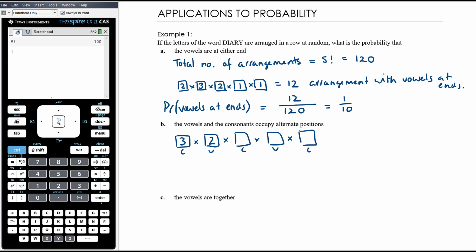Okay, so just thinking about the consonants, there are 3 consonants that could go in the first position, 2 left to go in the middle position, and 1 left for the final position. Thinking about the vowels, 2 vowels can go here, 1 vowel can go here. So again, we have 3 times 2 times 2 times 1 times 1, which is also 12. And so the probability that they are alternating vowels and consonants is going to be, again, 12 out of 120, so 1 in 10.